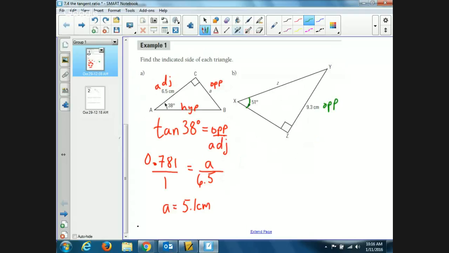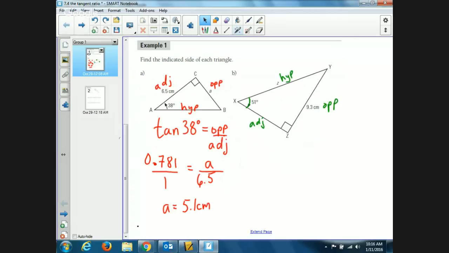What is the Z? Hypotenuse or adjacent? Because it's across from the 90, it is the hypotenuse. And adjacent would be this side here, right beside the 51.